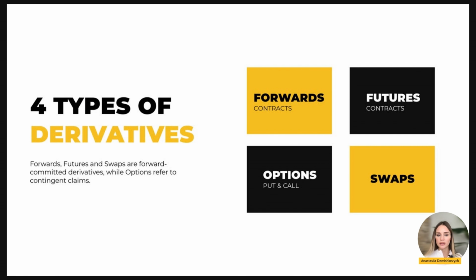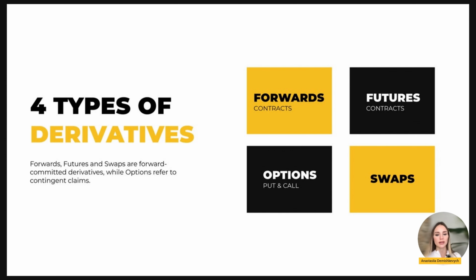Forward contracts, which are customized contracts between two parties to buy or sell an asset at a set price on a future date. Futures contracts, which are standardized contracts that are traded on exchanges such as, for example, the Chicago Mercantile Exchange. Option contracts, which give you the right but not the obligation to buy or sell an asset at a set price before the specified date comes. And swaps, agreements where two parties exchange cash flows based on different financial instruments, such as, for example, interest rates or currencies.